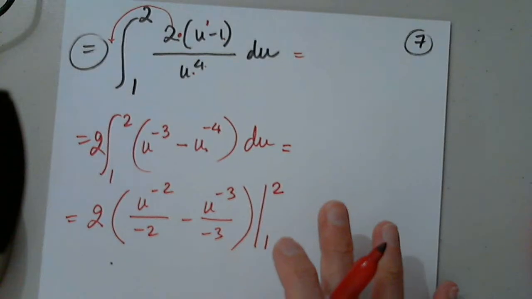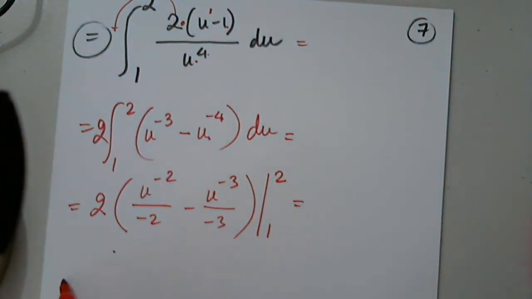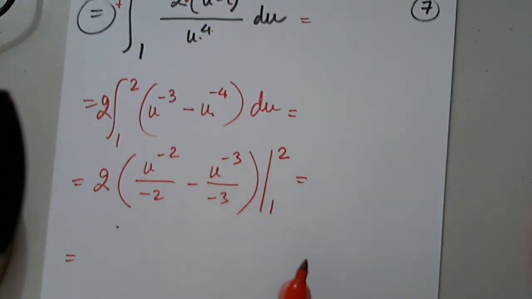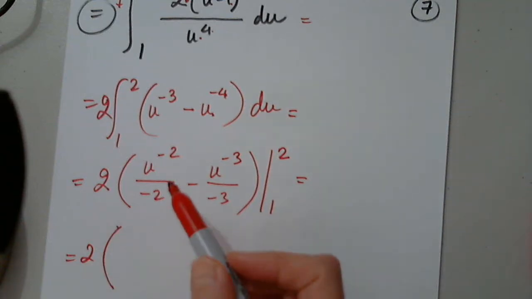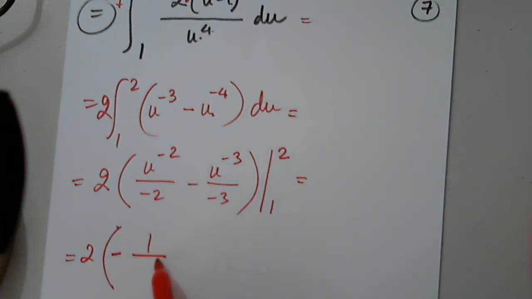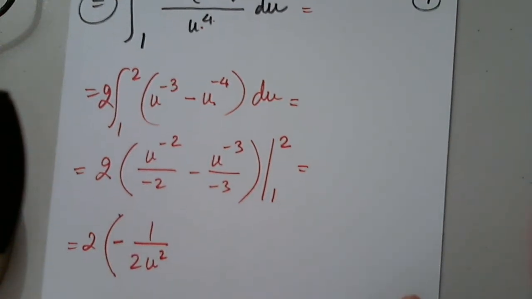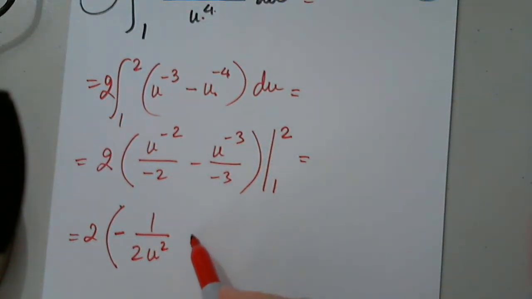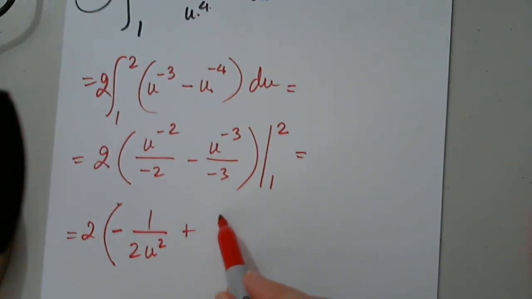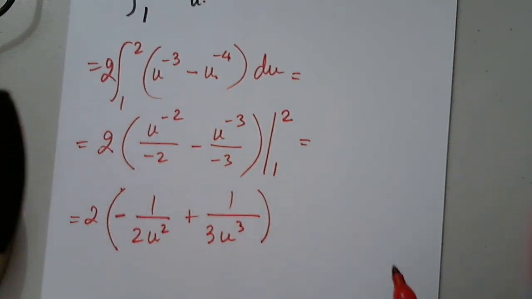It's a little bit of a mess. Okay, so let's clean it up first. 2, this is negative 1 over 2u squared, and minus with minus will be plus 1 over 3u cubed. I had to clean it up before I plug in.